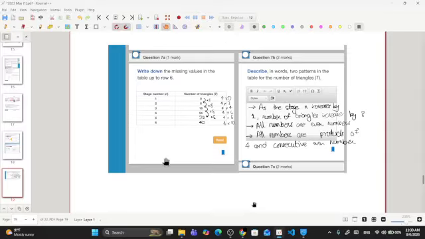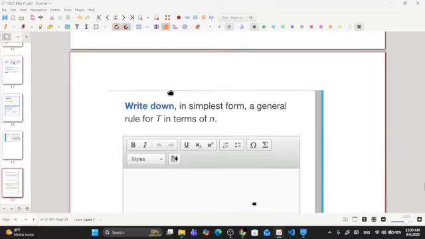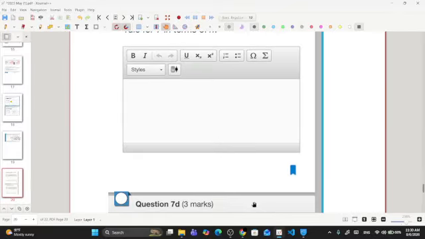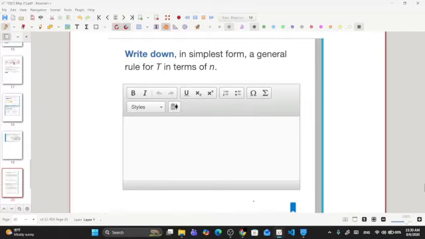Now the next part, 7 part C, says, write down in simplest form a general rule for T in terms of n. So the sequence was 0, 8, 16, 24, 32, 40.